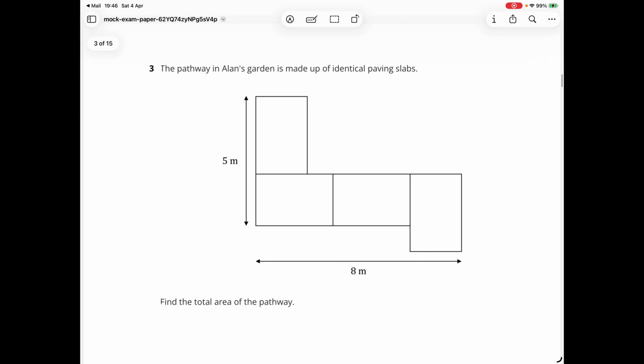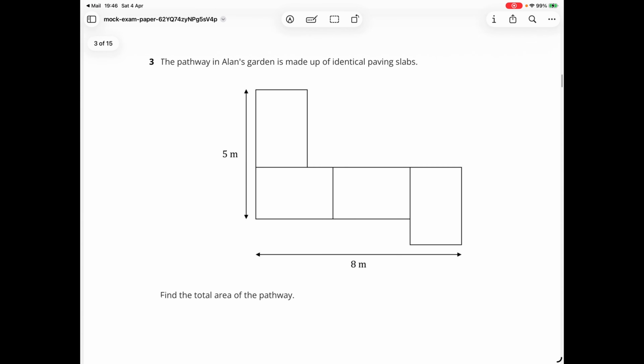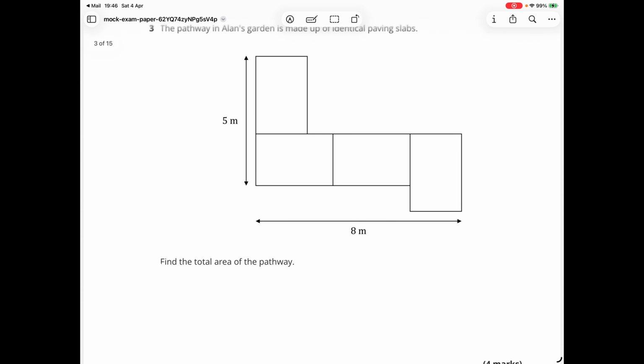Next, the pathway in Alan's garden is made up of identical paving slabs. Find the total area of the pathway. That is a very ugly pathway, if you don't mind me saying. So if we call this A and we call this B, we could go long and width, but I'm not doing that, length and width. So we know that that's A, B.